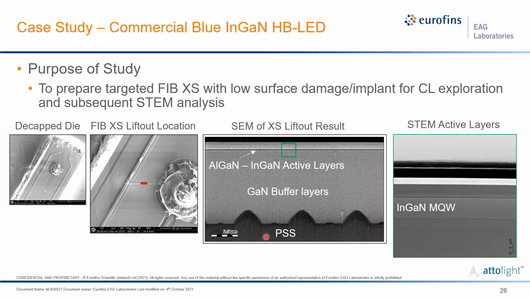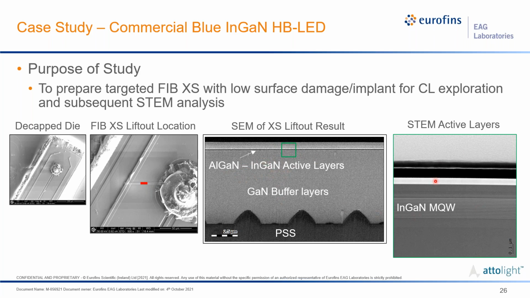In this case, we're actually lifting out the cross section and keeping it fairly thick to begin with, on the order of a couple microns thick. So bigger than the interaction volume of the SEM-CL that we're going to be doing, and ultimately only really polishing the one side that we're going to analyze. But here you can clearly see the structure of the LED. So we've got a patterned sapphire substrate, we've got some variety of GaN buffer layers, and at the very surface we have some AlGaN and then InGaN active layers.